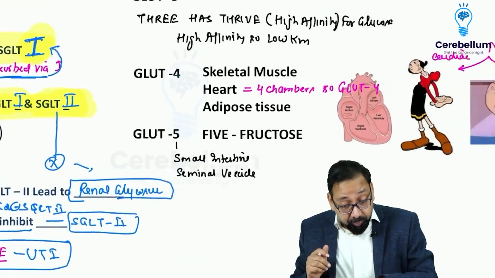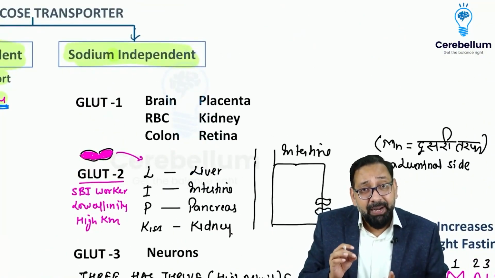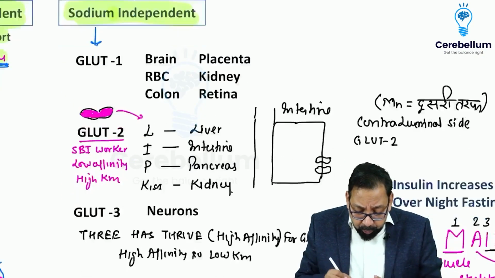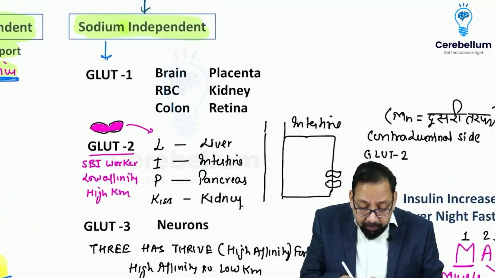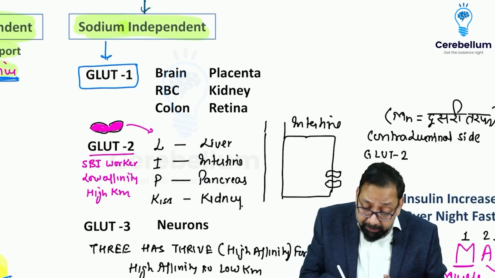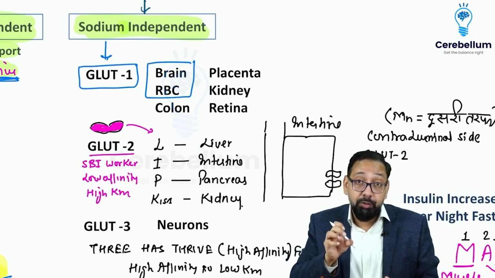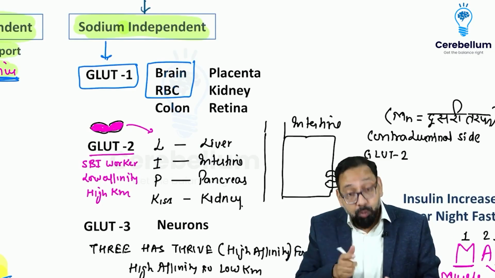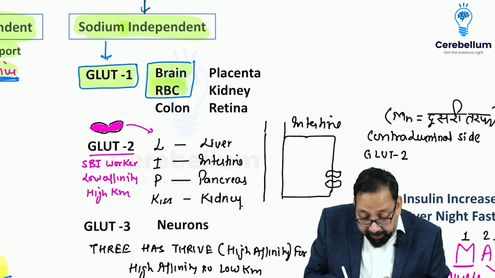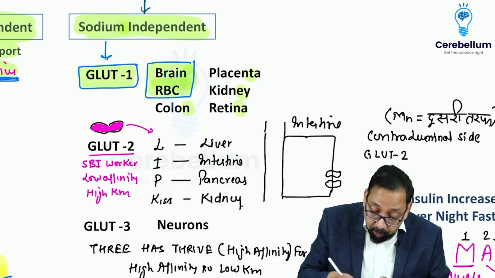Now, glucose transporter, sodium independent, GLUT, whatever you pronounce, GLUT1, GLUT2, GLUT3, GLUT4, GLUT5. First of all, GLUT1. It is widely distributed, but we found that in brain and RBC, this is present in high concentration for basal glucose uptake. So the question is asked: glucose transporter 1 is present in high concentration at brain and RBC. Also present in placenta, kidney, retina, colon, but questions are asked on these two.